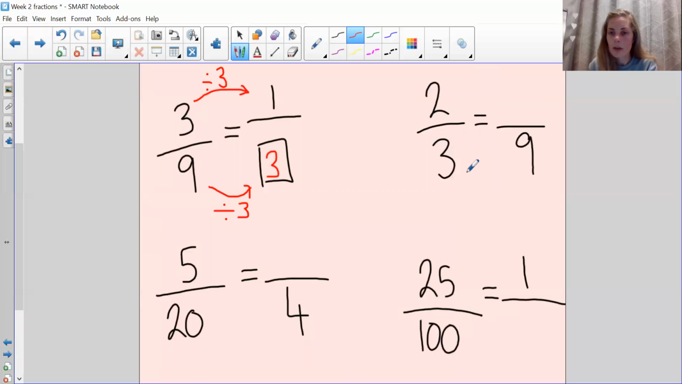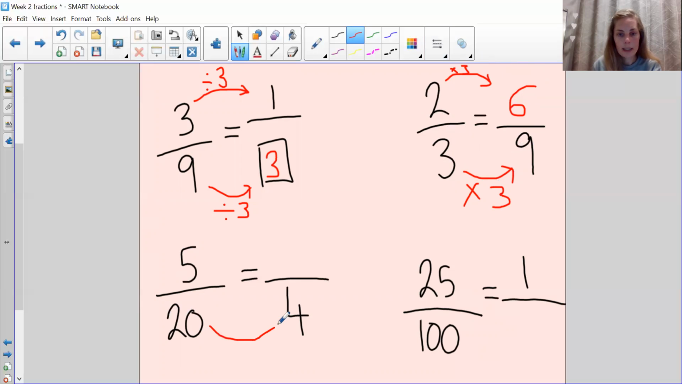Right, the next one, 3. What did I do to the 3 to get 9? Remember, we're only timesing or dividing, not plusing or subtracting. So 3 times 3 is going to give me 9. So whatever I do to the one number, I must do to the other. So I want to see these arrows. I want to see you writing them. So I'm going to copy it exactly the same. 2 times 3 is 6.